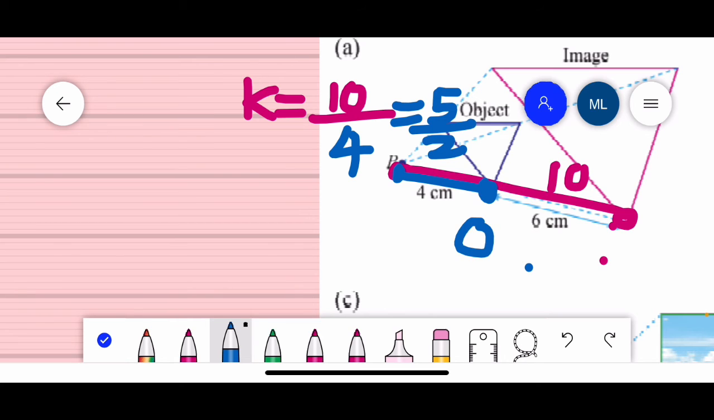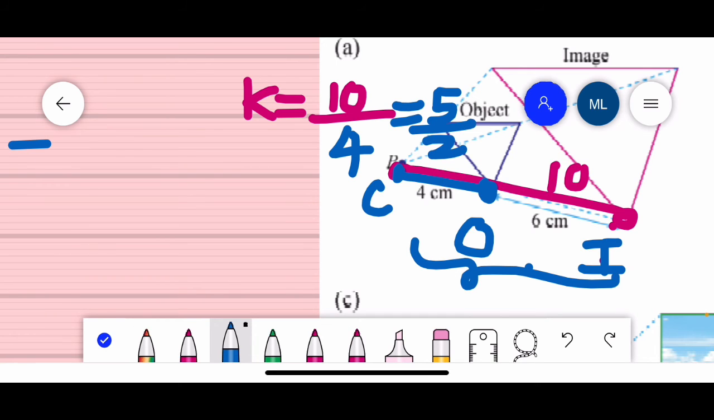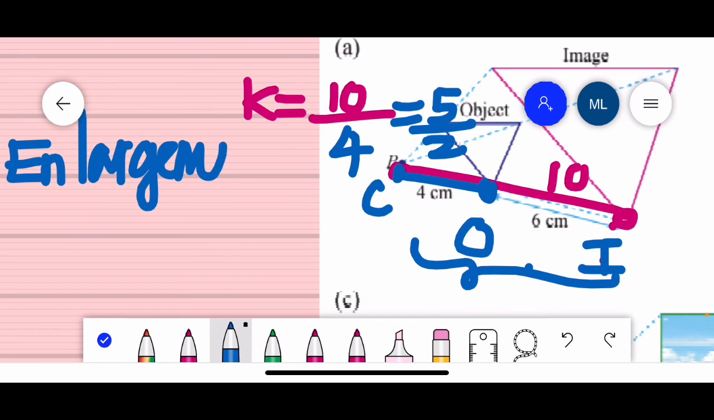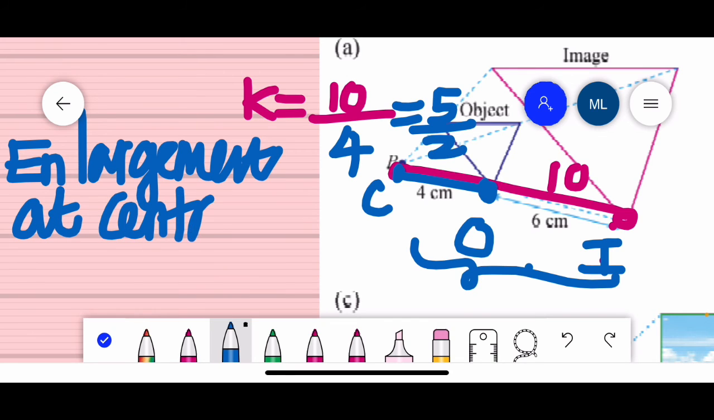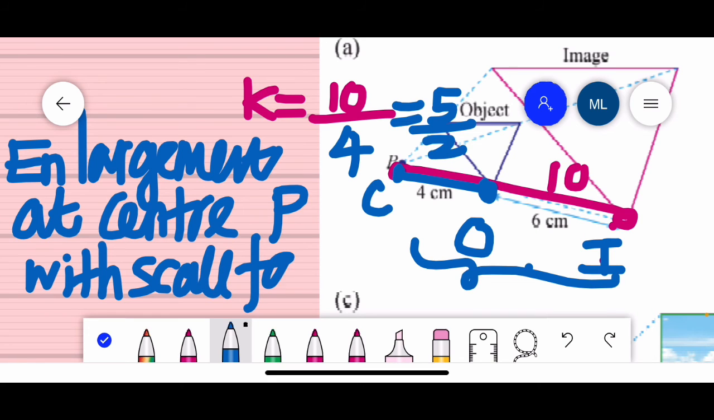The object here, image here, and this is the center of enlargement. They are on the right-hand side of the center, on the same side, so it's positive, and the image looks bigger, so K will be more than 1. So let's write down: enlargement at center P. Here you don't have coordinates, so you just write the point P, with scale factor 5/2 or 2.5. That's the answer for this question.